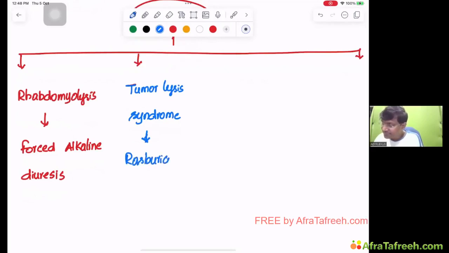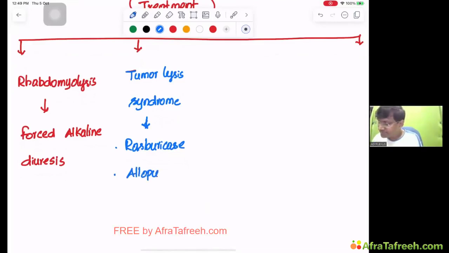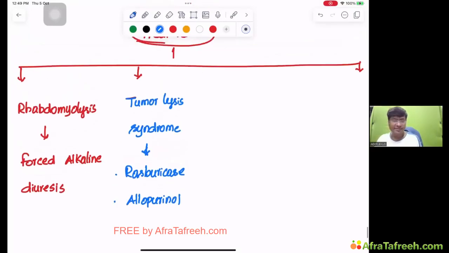And at the same time, you should also give drugs which will reduce uric acid synthesis. The drug reducing uric acid synthesis will be allopurinol. That is a xanthine oxidase inhibitor.